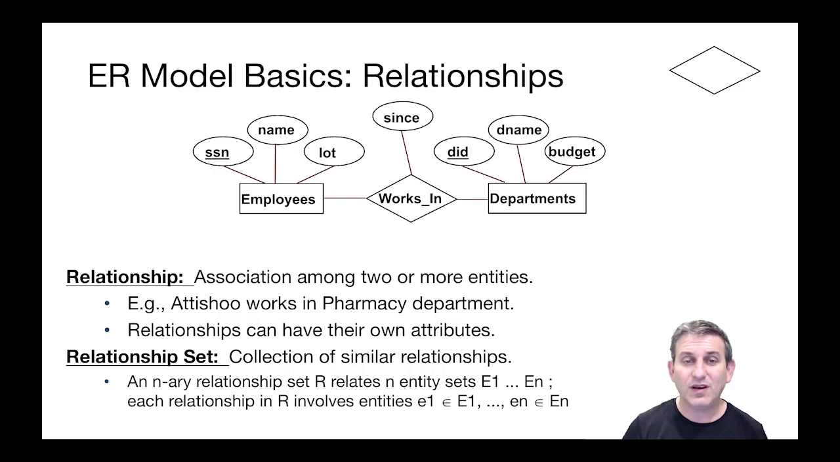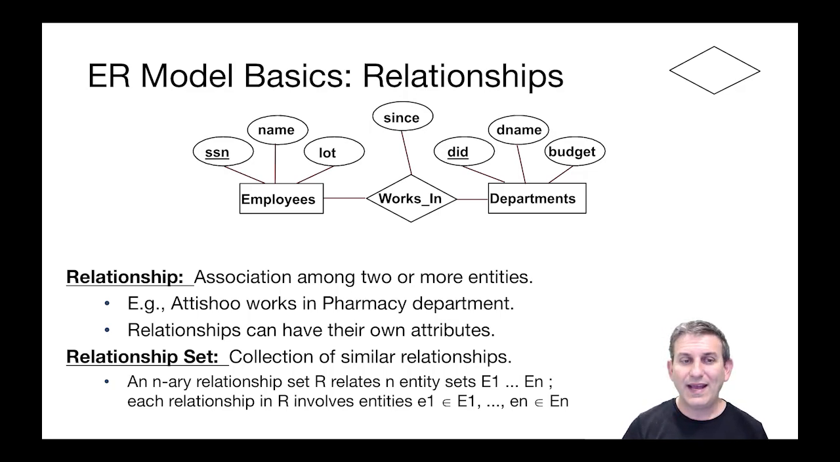So here's an example of a works-in relationship set, which has an attribute, since, and we can imagine that Achu is an employee entity in the employees entity set, and pharmacy is a department entity in the departments entity set, and there is a relationship in the works-in relationship set that connects Mr. Achu to the pharmacy department.